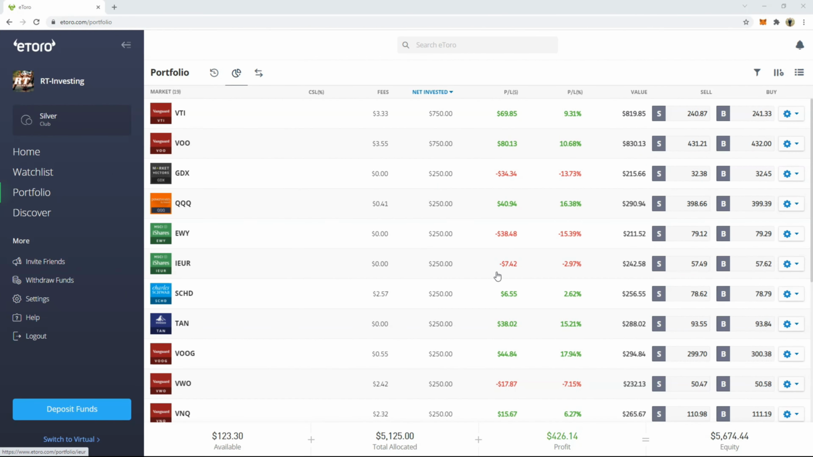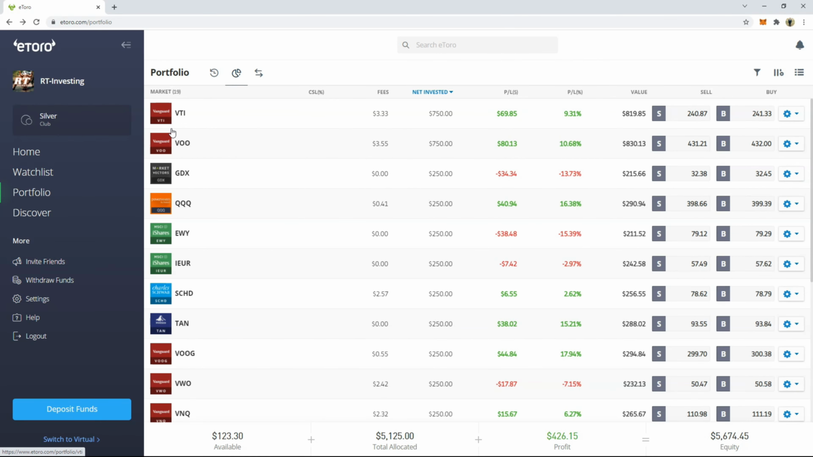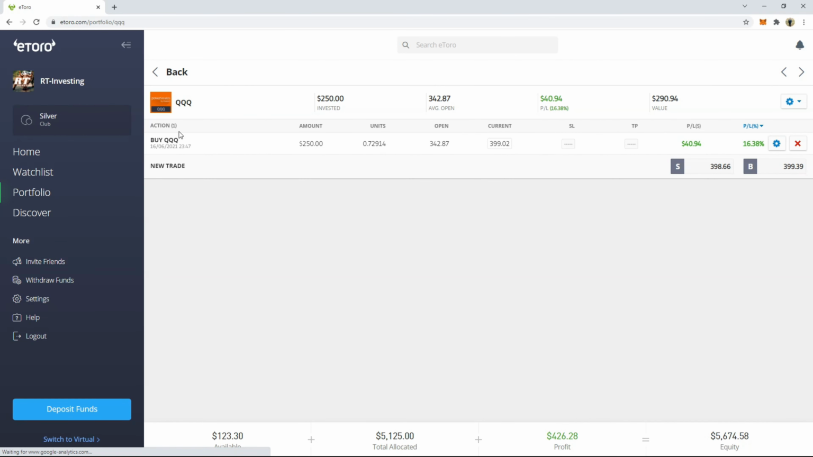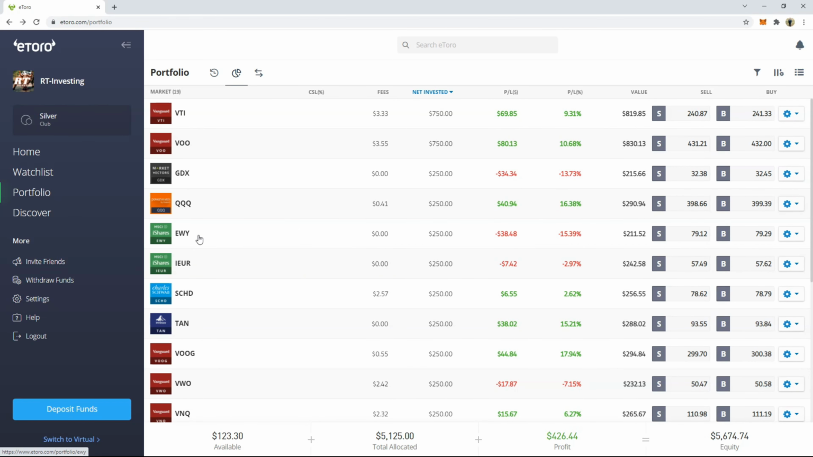All right, so this is the RT Investing portfolio. You can see that since I've initially opened up these trades, let's see, I think I've opened up most of these trades in June. I think I did all of them on the same day. Yes, the 16th. So all of these I opened on the 16th of June. It is now at the end of November, and let's see how they did.